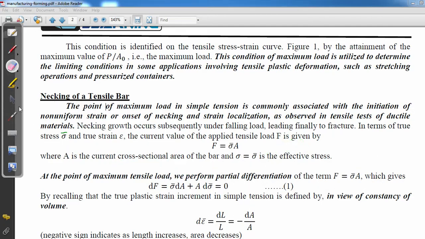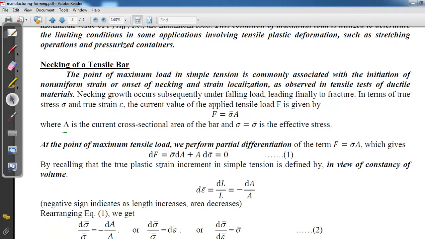So this is the value given. We have to get the maximum F value. For maximizing this function F, we have to differentiate this function and put it to 0. So we are partially differentiating this function. So this will be dF equal to sigma bar dA plus A d sigma bar equal to 0.